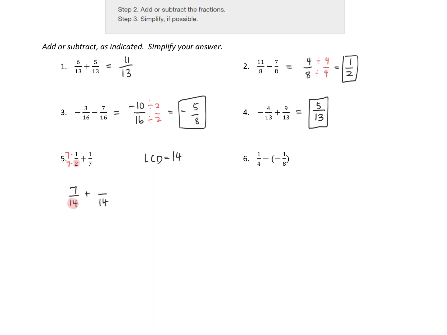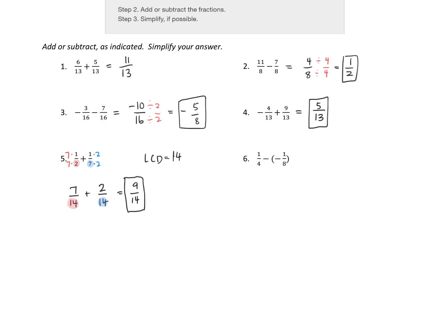Now you're going to do the same thing with the second fraction. So you want the denominator to be 14, so you're going to divide that by 7, which is what's actually there. 14 divided by 7 is 2. So you're going to be multiplying the top and the bottom by 2. 2 times 1 is 2. So your second fraction would be 2 over 14. Now you have a common denominator, so we're just going to add the numerators. 7 plus 2 is 9. So 9/14 is your answer. 9 and 14 don't have any common factors, so that's in lowest terms.